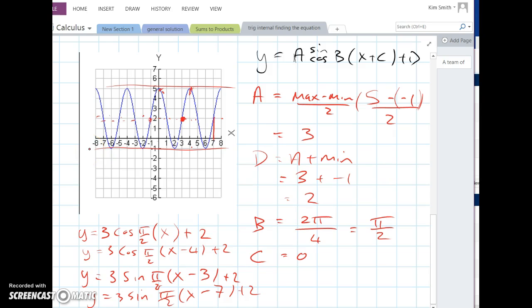Please have a look at the graph. Make sure you've got an idea of what you're expecting. If you want to check it on your calculator, that's fine.